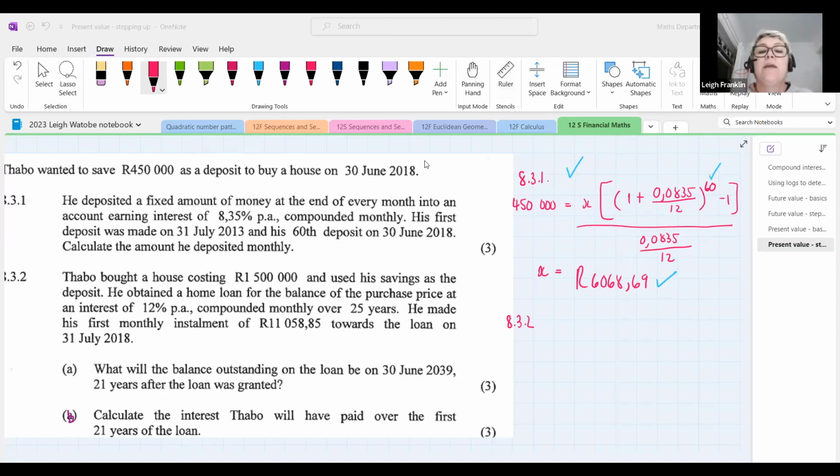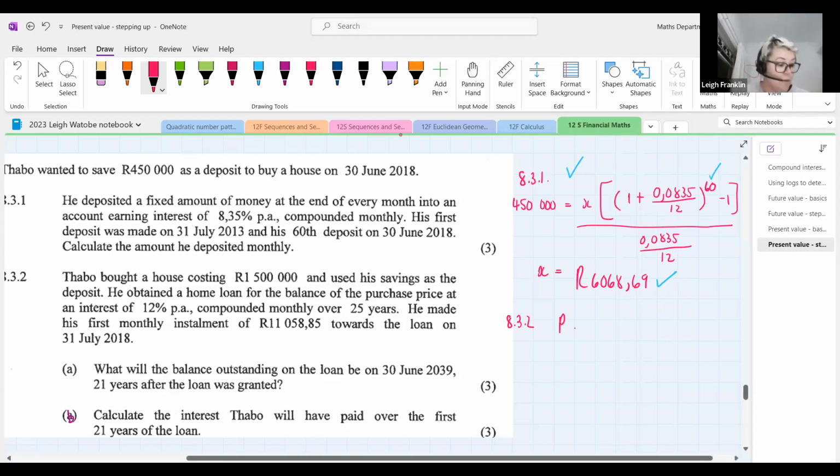All right. So they go straight to a question on outstanding balance. Again, because we know that his loan is taking place over 25 years, we can work out how many payments he still needs to make, which means we can calculate our outstanding balance using the present value formula in this case as well.